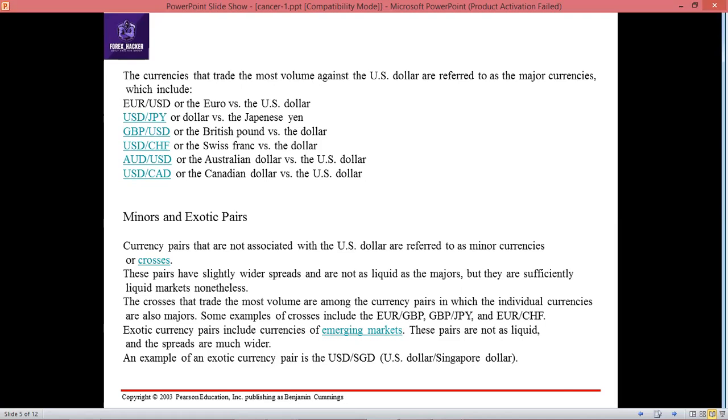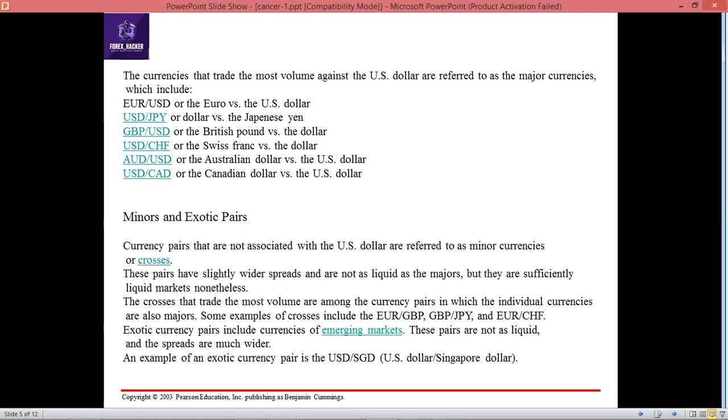We have minor or exotic pairs. So for example, Nigeria, NGN, your Nigerian money, USD NGN. If you check on your chart, you'll find it: NGN, Nigerian money versus the US dollar. It's also a minor pair because how many people are trading Naira? Nobody is doing that for you.